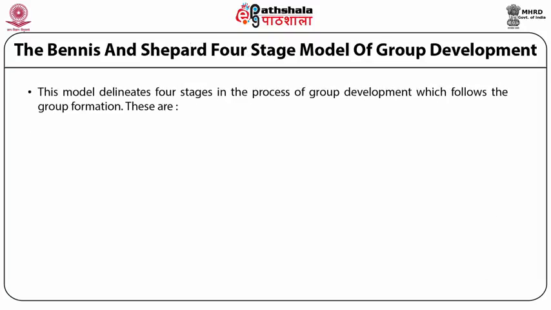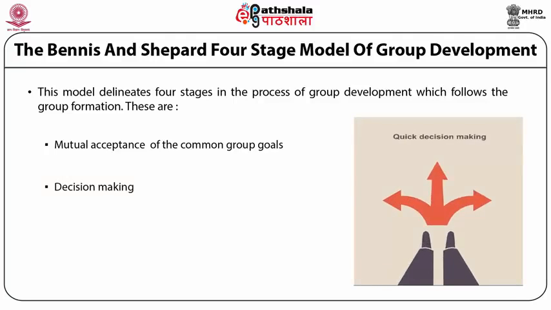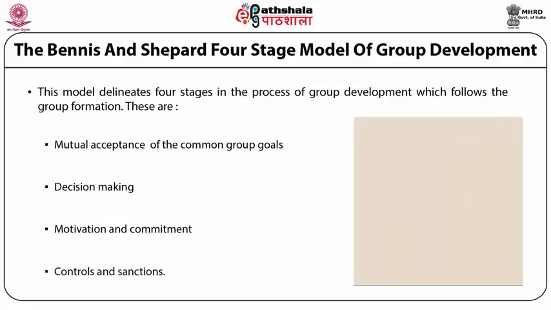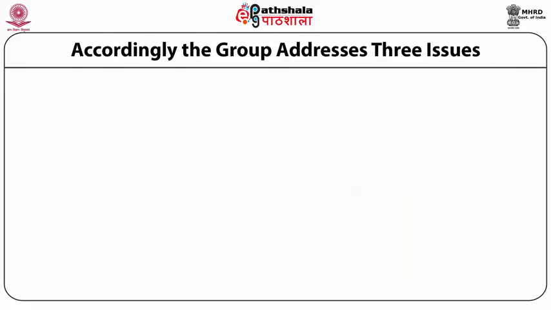The Bennis and Shepherd 4-stage model of group development delineates 4 stages in the process of group development, which follows the group formation. These are: 1. Mutual acceptance of the common group goals by the group members. 2. Decision making. 3. Motivation and commitment. And 4th, certain controls and sanctions.